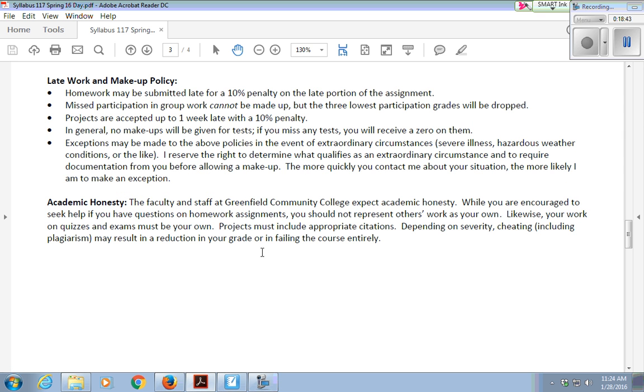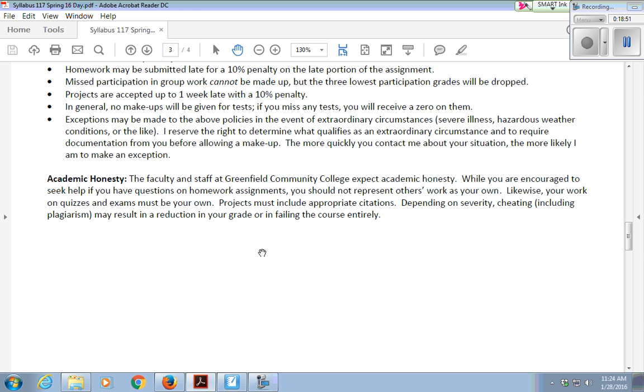All right, so for late work, you can submit your homework late. There's just a 10% penalty on whatever portion of the assignment was late. So if you had it all done by the due date except for 1 problem, you just get a penalty on that 1 problem. You can't make up participation if you're absent, but like I said, I'll drop the 3 lowest participation grades. Projects are accepted up to 1 week late for a 10% penalty.